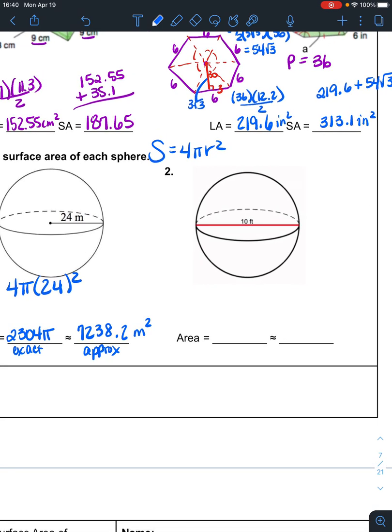So number 2, the only issue with number 2 is that I gave you the diameter instead of the radius. We always use the radius, and if you'll write down the formula, you'll remember that, 4 pi r squared. The radius is 5, so it will be 4 times pi times radius squared. Well, to get the exact, I'm going to do 4 times 25. That's 100 pi. Don't multiply the pi out when you want to leave your answer exact or in terms of pi. And then if you want to approximate it, you would do 100 times pi, and that would give you 314, and that would be feet squared.